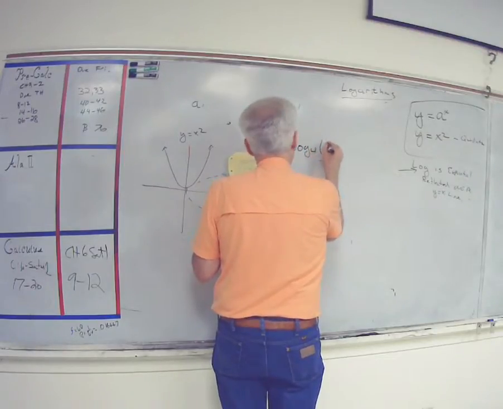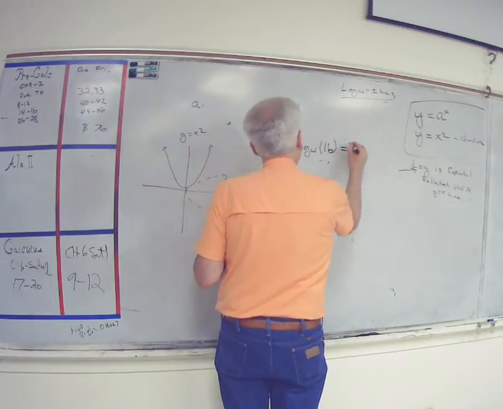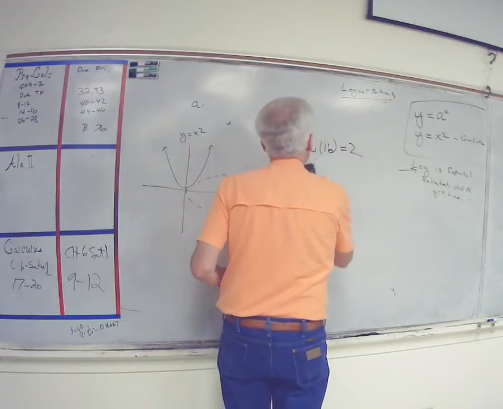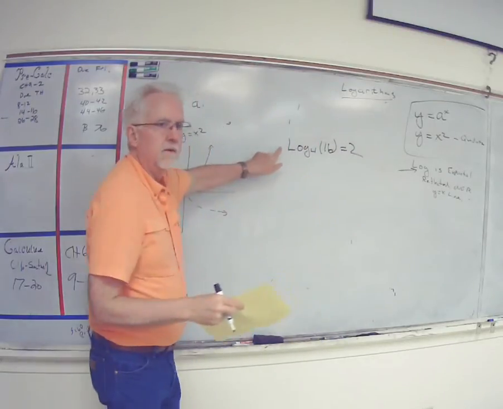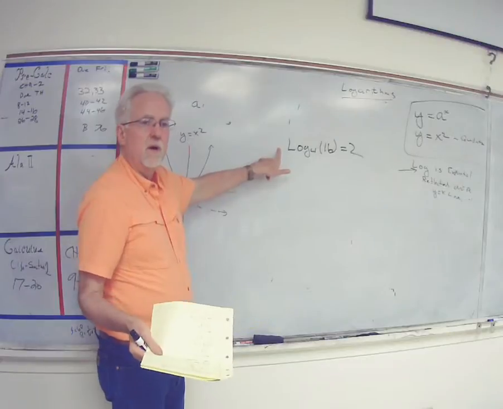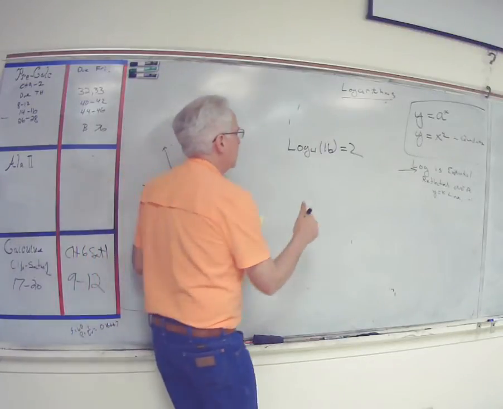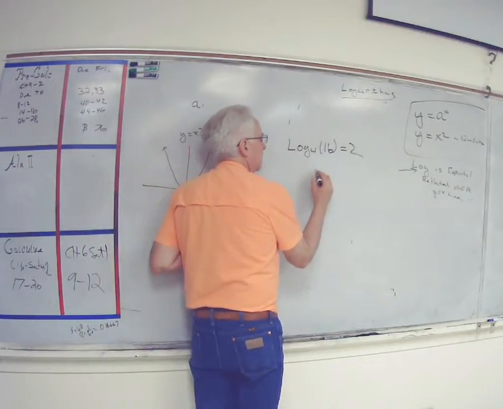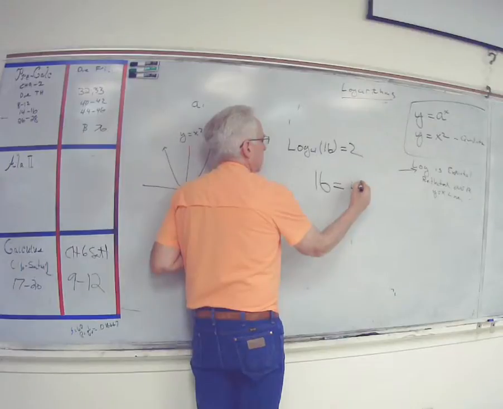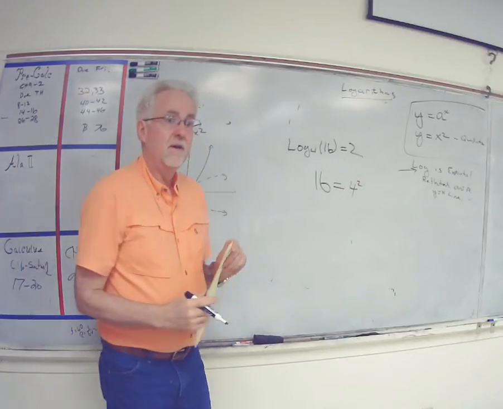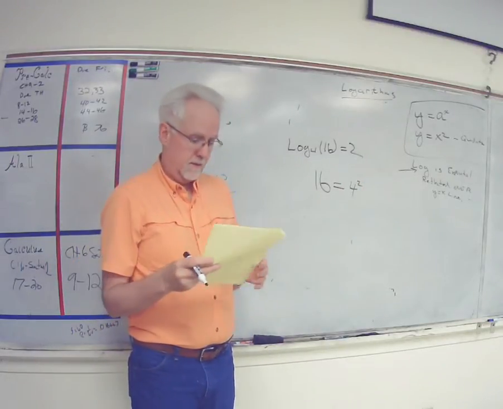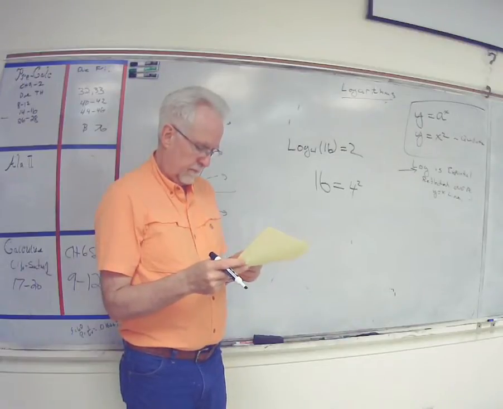Okay, let's do this one. Log 4 of 16 is equal to 2. Okay, Josie, what form is this in? Log. And I want to go to what? Exponential. So what do I write down, Josie? 16 is equal to 4 raised to the 2. Does that work? It's magic. It works. Okay?